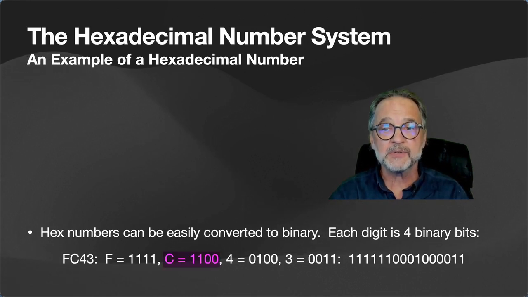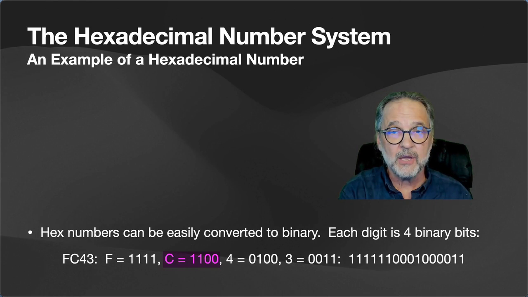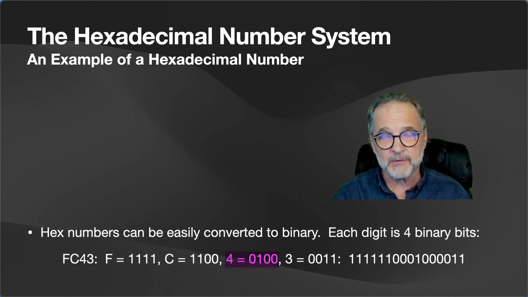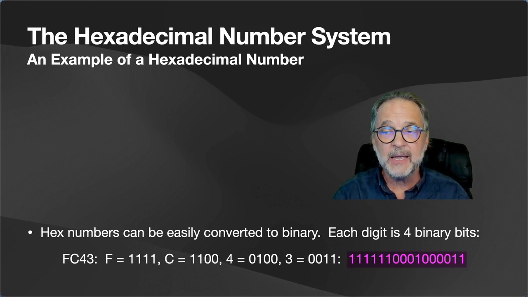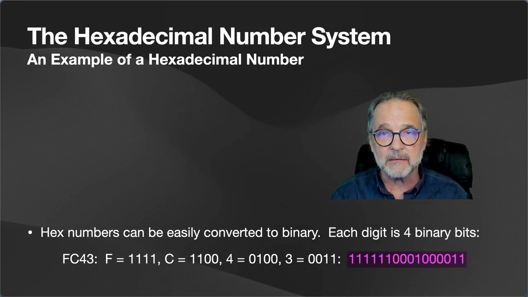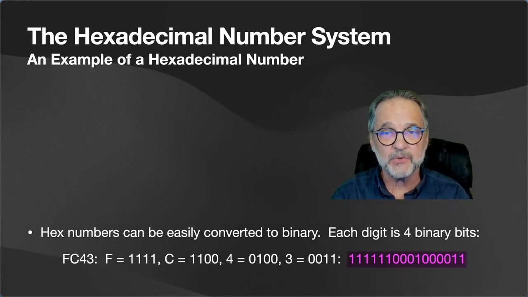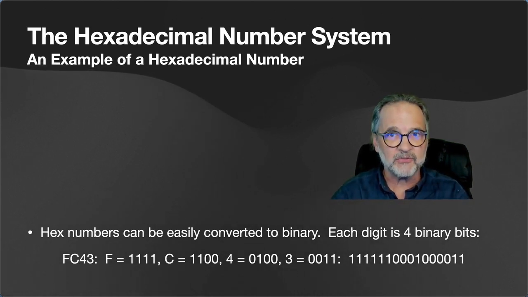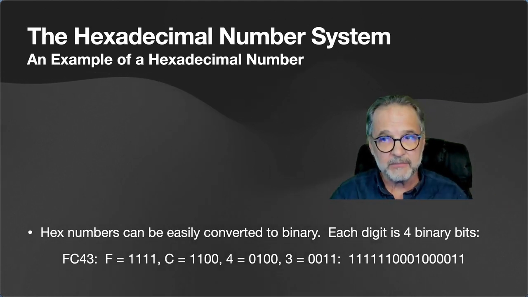C is 1100. So that number, I believe, is 12. So that is the number 12 in both binary and hexadecimal. The decimal value is 12. 4 is 0010, starting from the right to the left. 3 is 0011. So you put all those nibbles together, and that big long binary number you see there on the bottom right is the binary equivalent of the hexadecimal number FC43. No strange math, no strange arithmetic. It's very easy. Take each digit, separate it into 4 bits, and you've got the entire number.